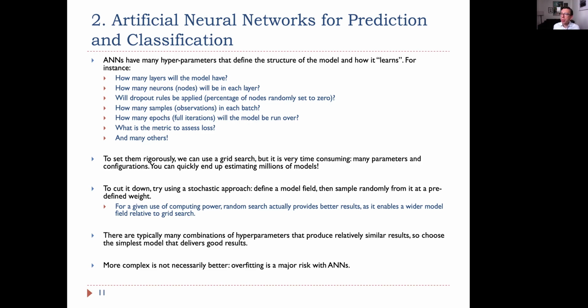Typically what we find when we do this sort of grid search is that there's actually a bunch of models that perform pretty similarly. So what we're going to try and do typically is to choose the simplest model among those possibilities. More complex models are not necessarily better. And overfitting is something that we have to be very careful of with artificial neural networks. It's very, very easy to overfit.